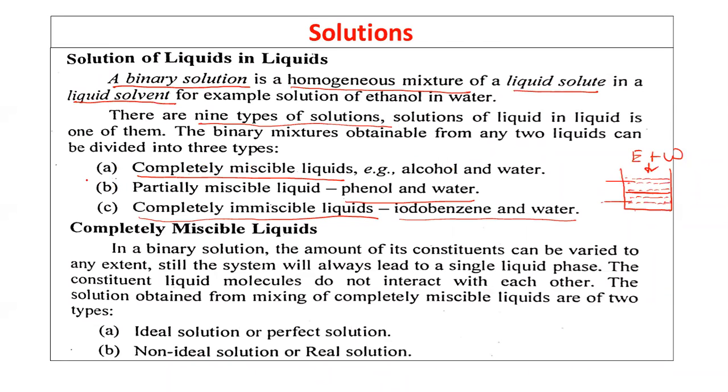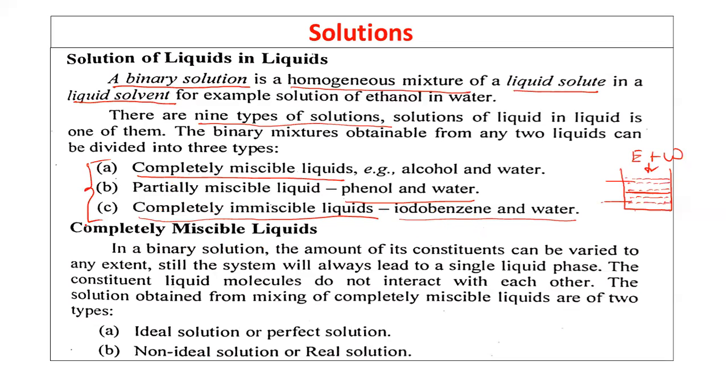So these are the three types of solutions of liquid in liquid. In completely miscible liquids, both liquids are completely miscible. The solution is homogeneous, only one layer is there. An example is alcohol in water. Partially miscible liquids: one liquid is partially soluble in the other. Example, phenol and water. And the third is completely immiscible liquids, that is iodobenzene and water.